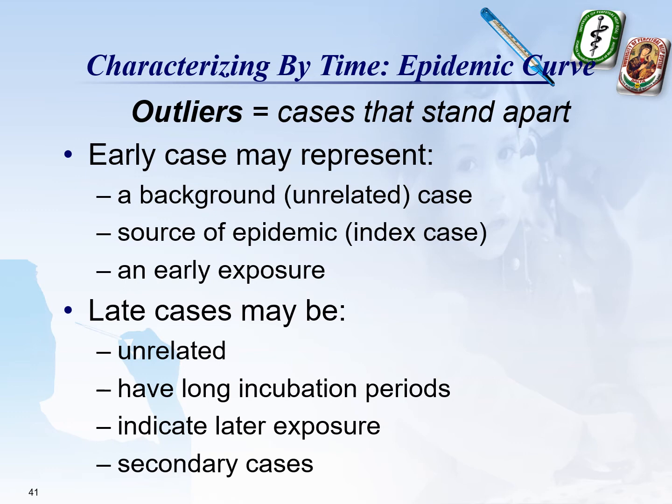Cases that stand apart, these outliers, may be just as informative as the overall pattern. An early case may represent a background case, a source of the epidemic, or a person who was exposed earlier than most of the people affected. Similarly, late cases may be unrelated to the outbreak, may have especially long incubation periods, may indicate exposure later than most of the people affected, or may be secondary cases. That is, persons may have become ill after being exposed to someone who was part of the initial outbreak.